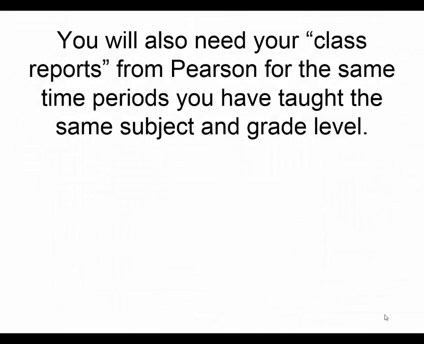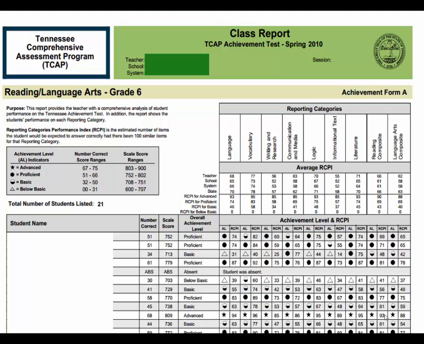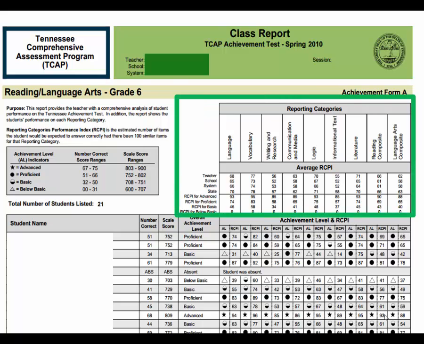You will also need your class reports from Pearson for the same time periods you have taught the same subject and grade level. We can go back all the way to 2012 for TCAP 3 through 8. We will use these reports to enter information into the tool for the comparison of your RCPI to that of the school, district, and state. On the screen is an example of one of these class reports used for the 3 through 8 TCAP. This report is accessed through Pearson Access. The area in the green box is the area we'll be focusing on for the numbers that will be used in the reflection tool.